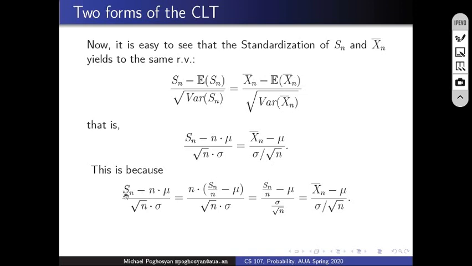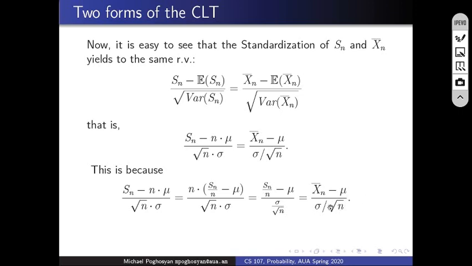How to prove that? Well, Sn is the sum of Xn's. I am taking out that n times Sn over n minus mu, this is the same as that, over square root of n times sigma. Now, Sn over n, Sn is the sum x1 plus x2 plus xn, over n. So this is Xn bar exactly. Here we have Sn over n minus mu over, I'm cancelling square root of n, I'm writing in this way. So this is Xn bar minus mu over sigma over square root of n.